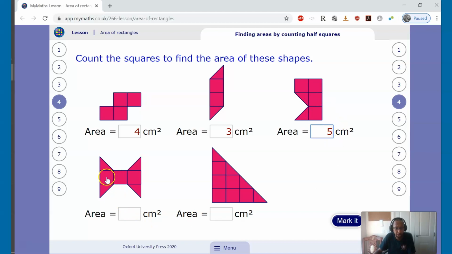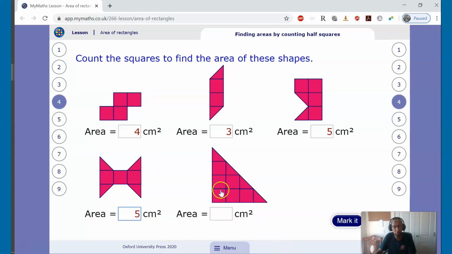Here we have three full squares. 1, 2, 3. We have half a triangle and a half a triangle there. If we join them, that'll give us one full square, and then we have the same here. So altogether, that will give us 5 squares.